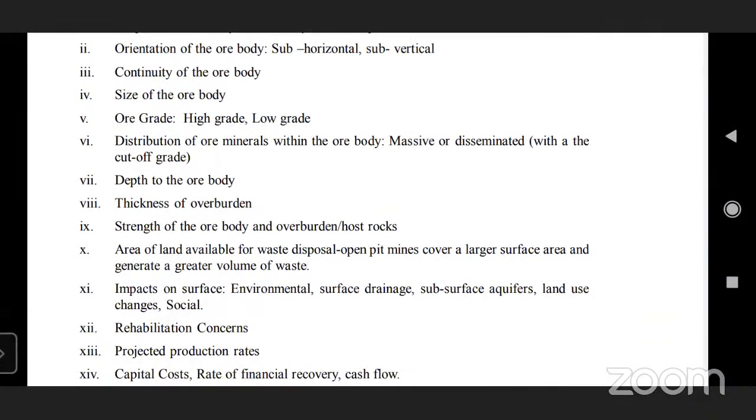And the area of land available for waste disposal. Open pit mines cover a larger surface area and generate a greater volume of waste. So how much area of land is available for waste disposal?